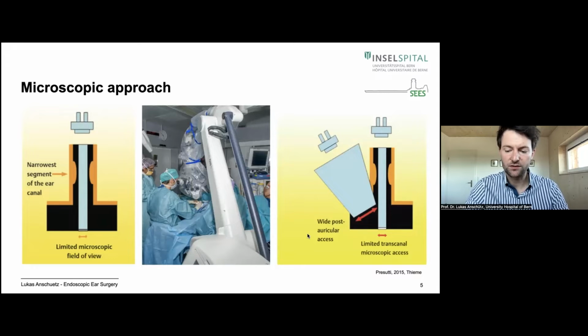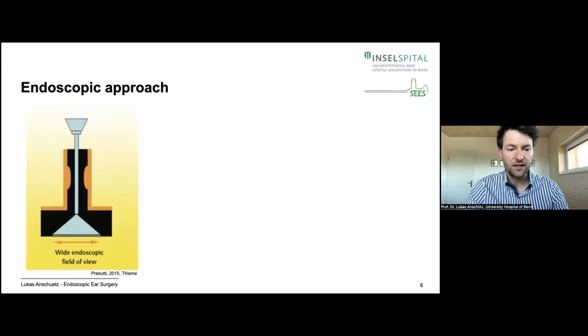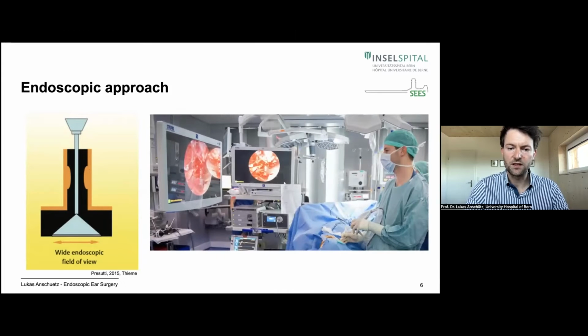In contrast to this approach, we have the endoscopic approach, where the endoscope is introduced through the canal inside the middle ear, and you can see the wide endoscopic field of view. And you can see how it looks at Bern University Hospital. You can see the patient here. We hold the endoscope in one hand, and with the other hand, we do the surgery, and we can have a very good view of the anatomy, the physiology, and the disease, of course.